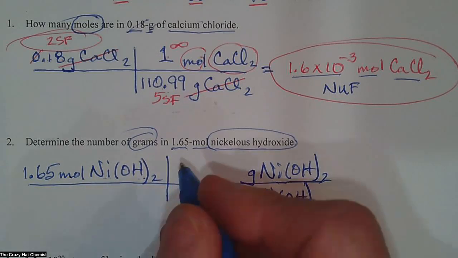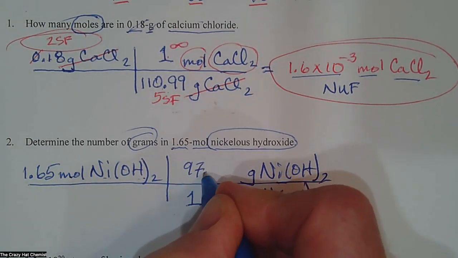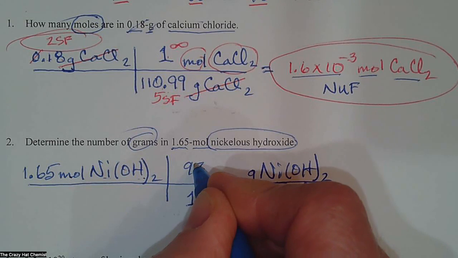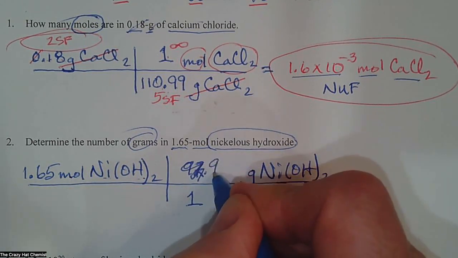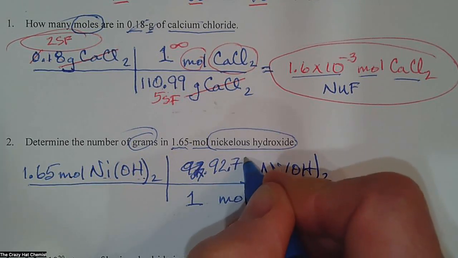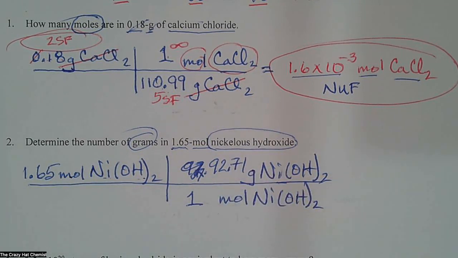And so that molar mass will be 92.71. That is the molar mass for nickel hydroxide.